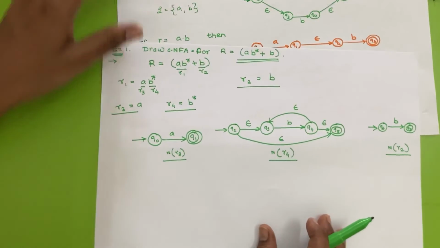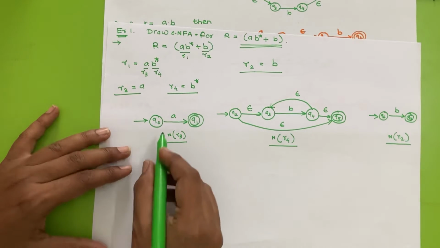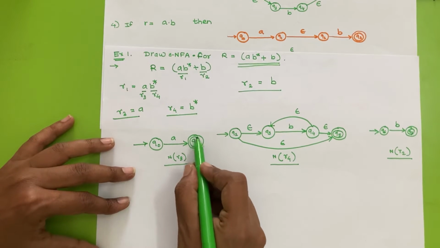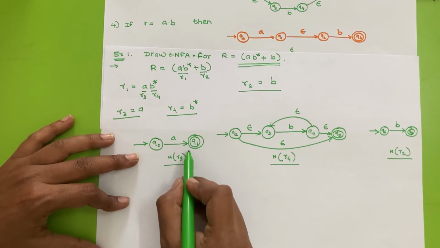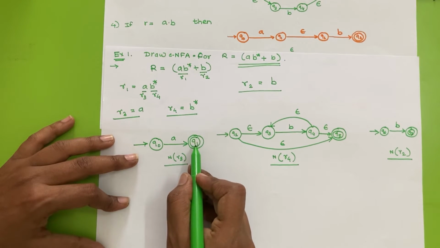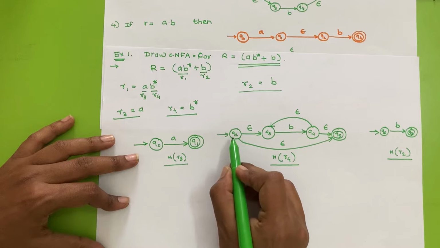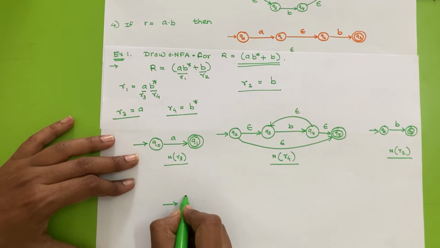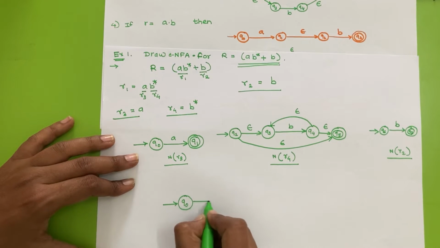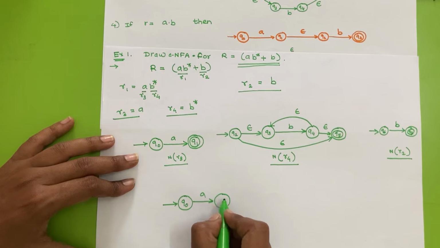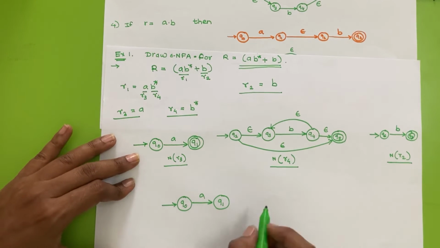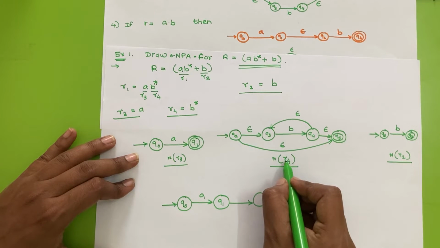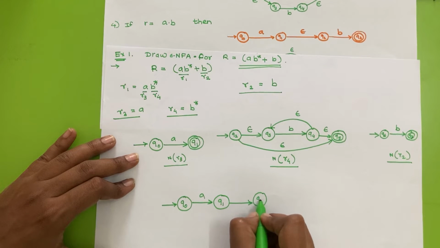These two diagrams will be connected by an empty transition, and now the final state of R3 will be converted into an intermediate state, and the initial state of R4 will be converted into an intermediate state. So this will be Q0, A, and this will be Q1, and now this will be the intermediate state that will be connected to Q2 of the R4 expression.